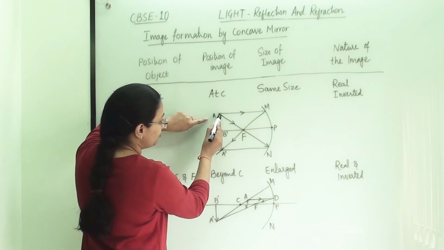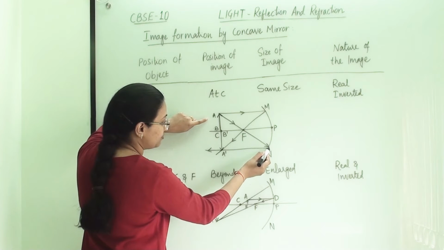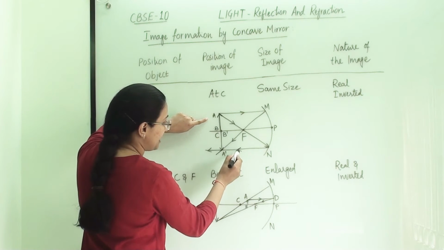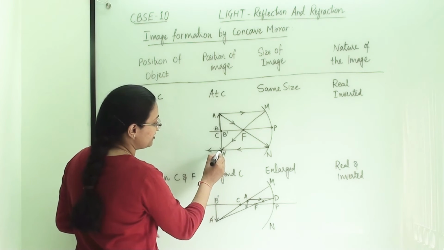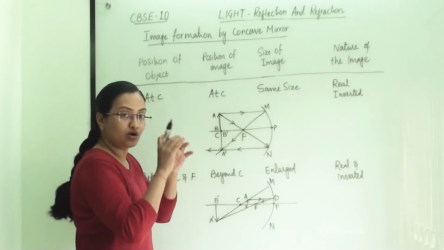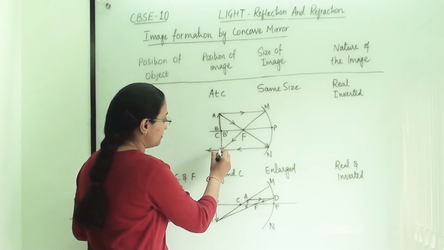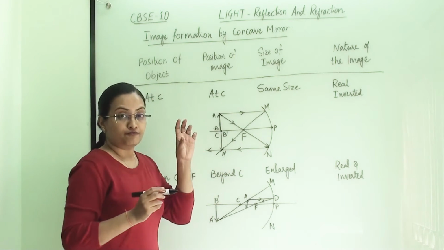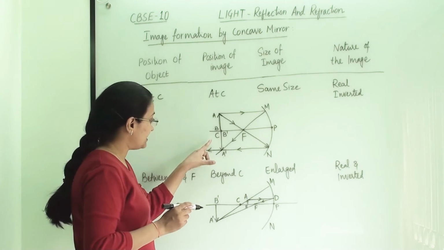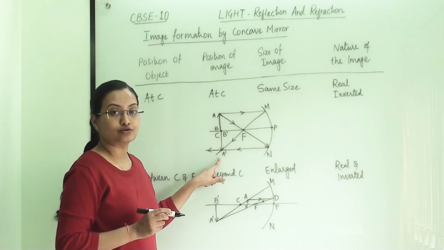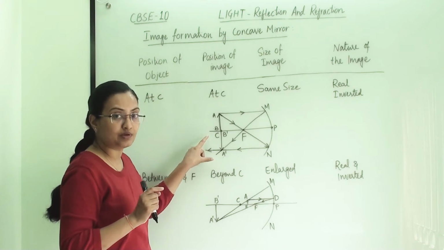Another ray will go from here, strike another extreme on the concave mirror, and come back and cross the earlier reflected ray over here. So here all the rays are intersecting with each other, and here we will get our image. When we are keeping the object at point C, we will get the image also at point C, but it will be inverted. It will be upside down.